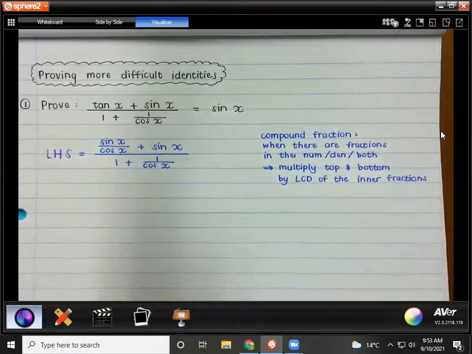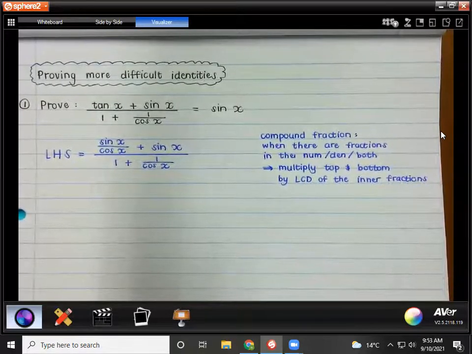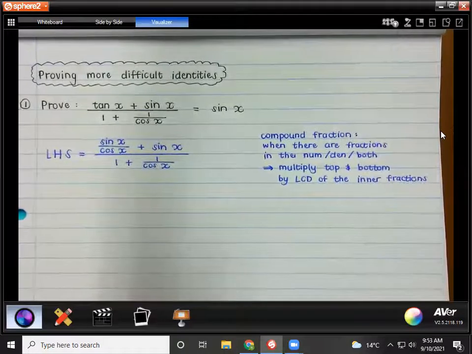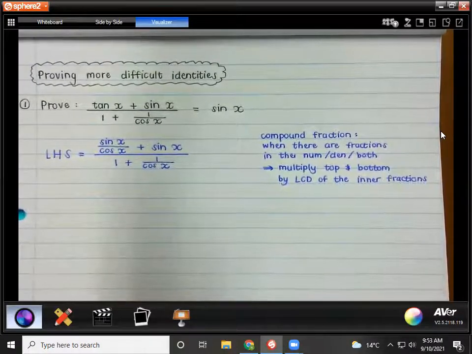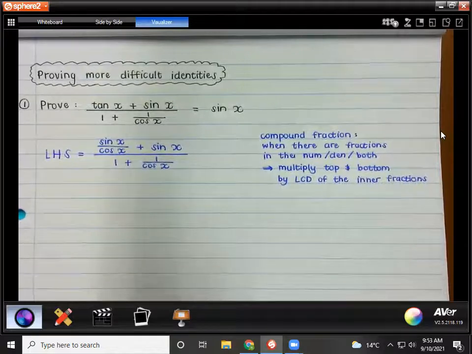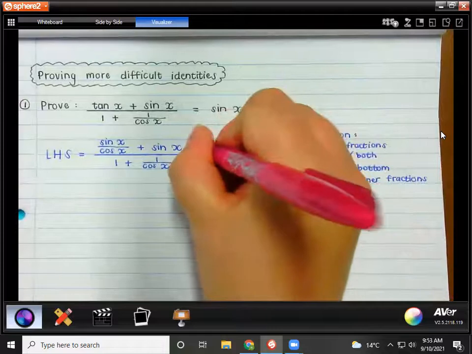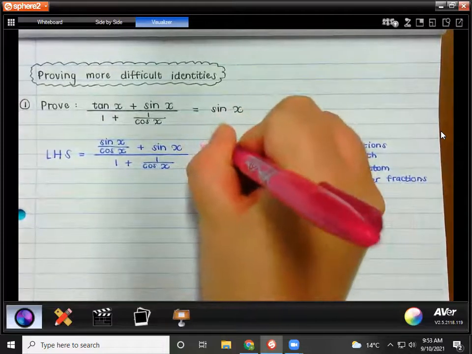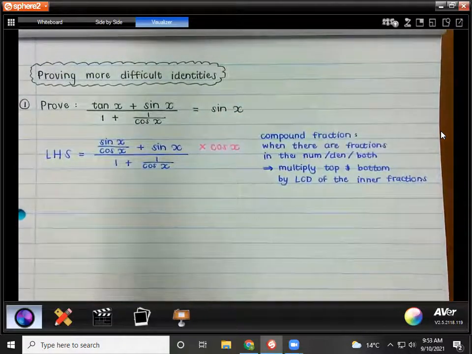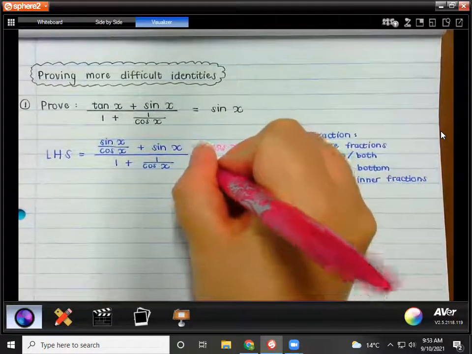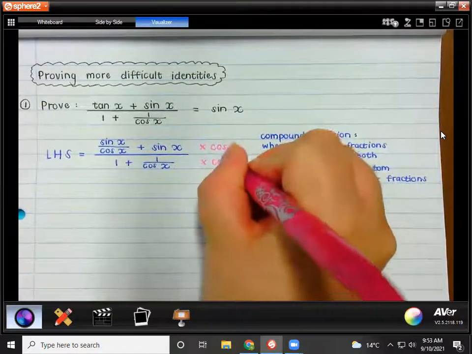So guys, what are my inner fractions here? It's sine over cos and 1 over cos. So what's the LCD of those two fractions? Cos, right? They have the same denominator. Do we see that? So the LCD is going to be cos x. So that is what I'm going to do at the top. I'm going to multiply the top by cos x, and then I'm also going to multiply the bottom by cos x.